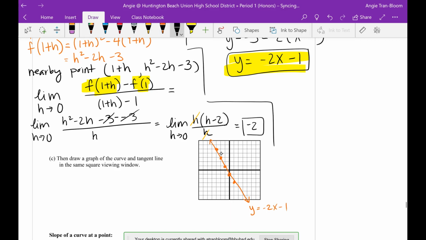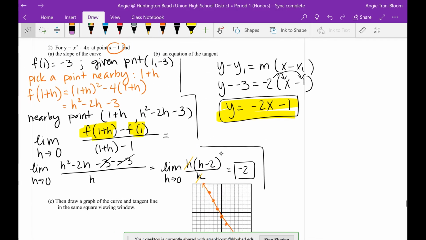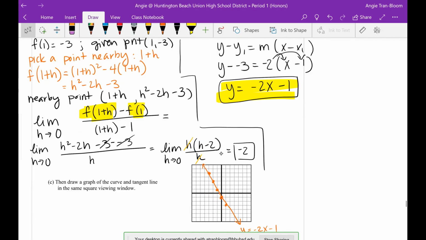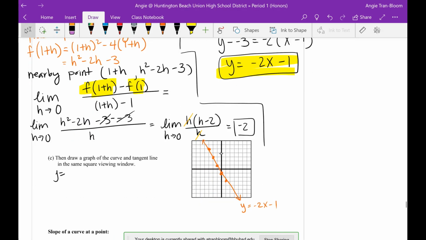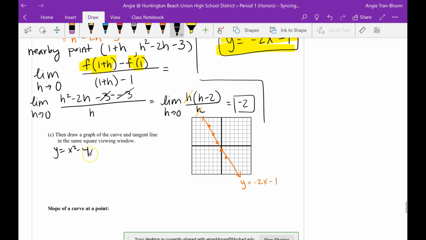You also have a curve, which is y equals x squared minus 4x. So y equals x squared minus 4x. Now, in class, we use points. Keep in mind, I can also find the vertex. This is one of the many ways to graph a parabola.